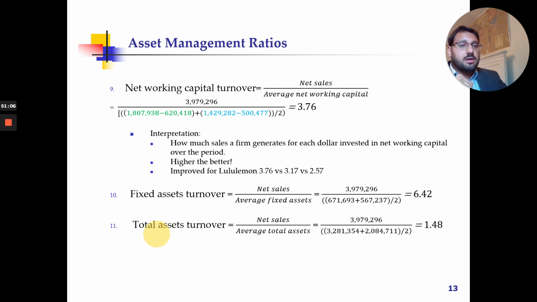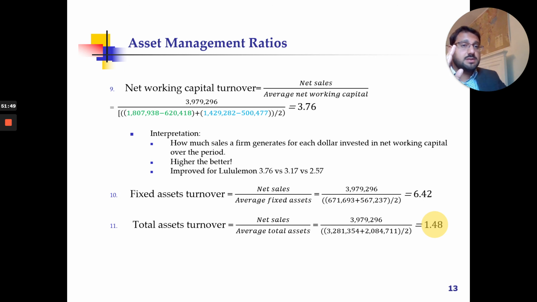Finally, with the same interpretation, we'll move on to the last asset management ratio, which is the total asset turnover ratio. And here we will develop the relationship between the net sales and the average of the total assets. And we can see that each dollar invested in Lululemon's total assets is generating $1.48 in sales. Same interpretation, we want this number big. We also need to see the trend, and we will also compare it with the benchmark number from the industry.